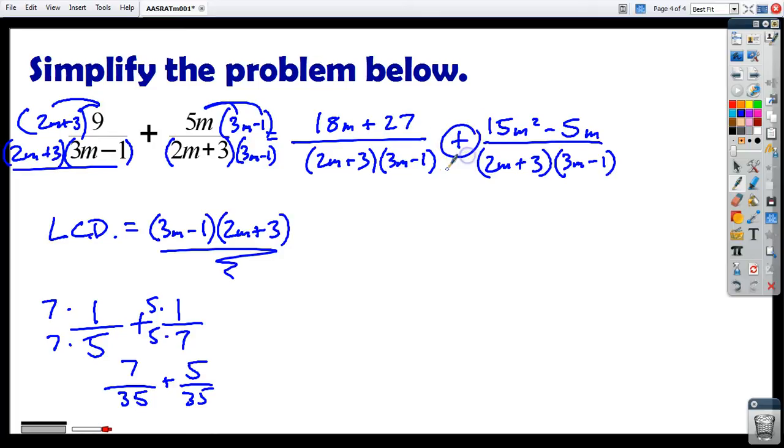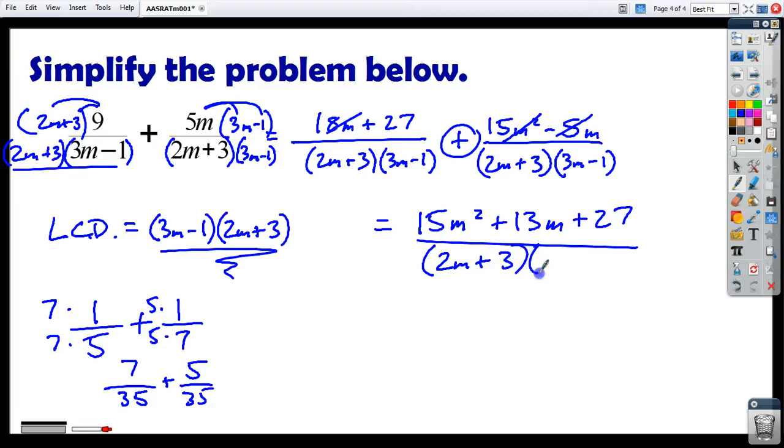So remember, addition is our main operation here. As I go through it, there are no m squareds over here, plus 15m squared is 15m squared, that takes care of that. 18m plus negative 5m is 13m. And then 27 plus nothing is just 27, over our common denominator.